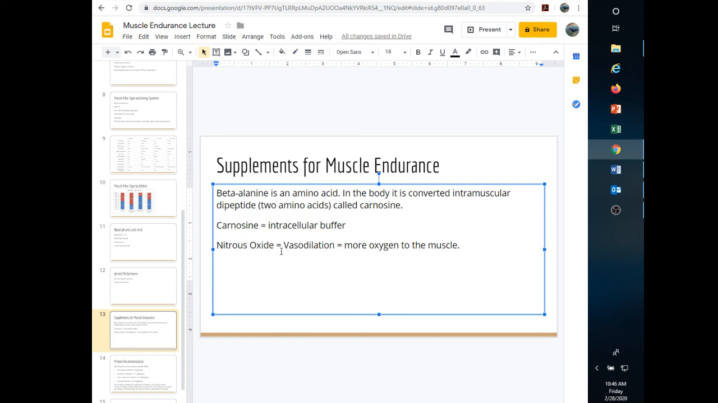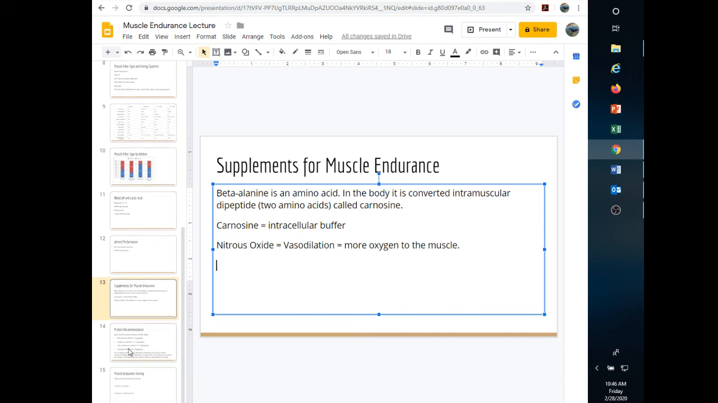Nitric oxide. This is normally beneficial for aerobic sports, but can help out muscle endurance because nitric oxide causes the vessels to dilate, opening up so they can fill up with more blood and get more blood to the tissue. Therefore, more oxygen gets to the muscle, and it reduces fatigue.